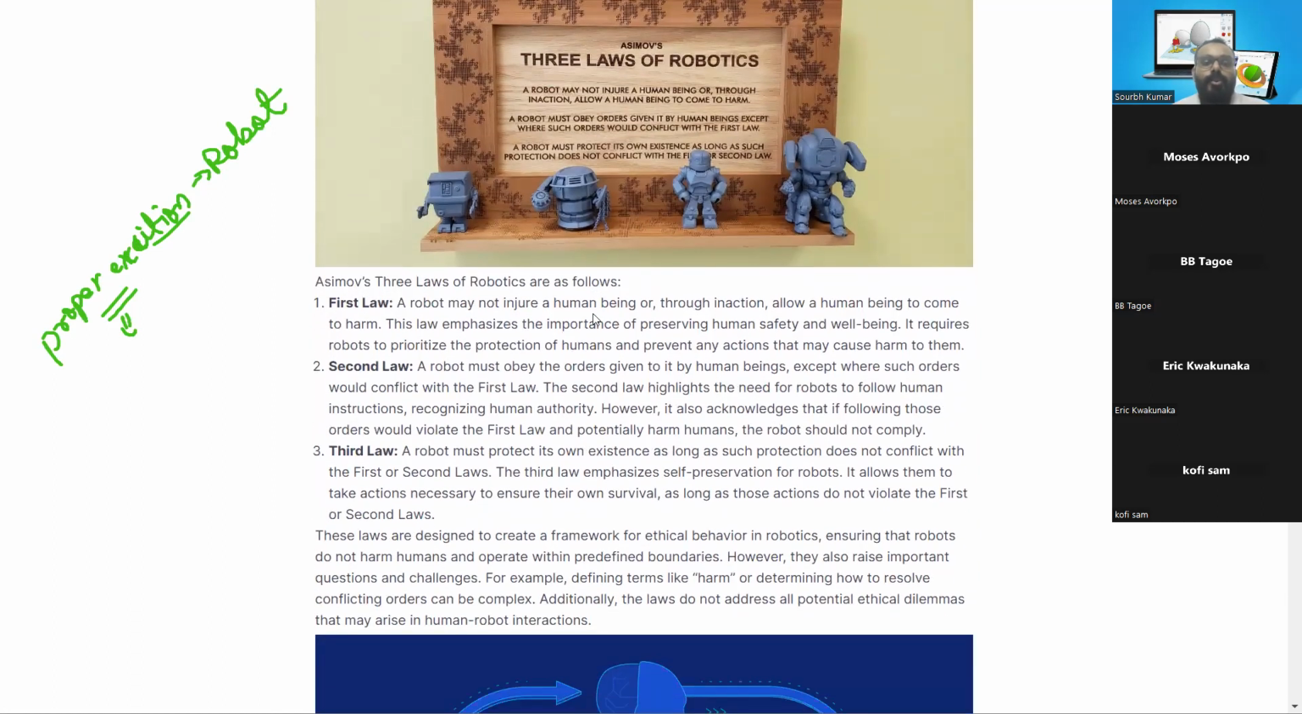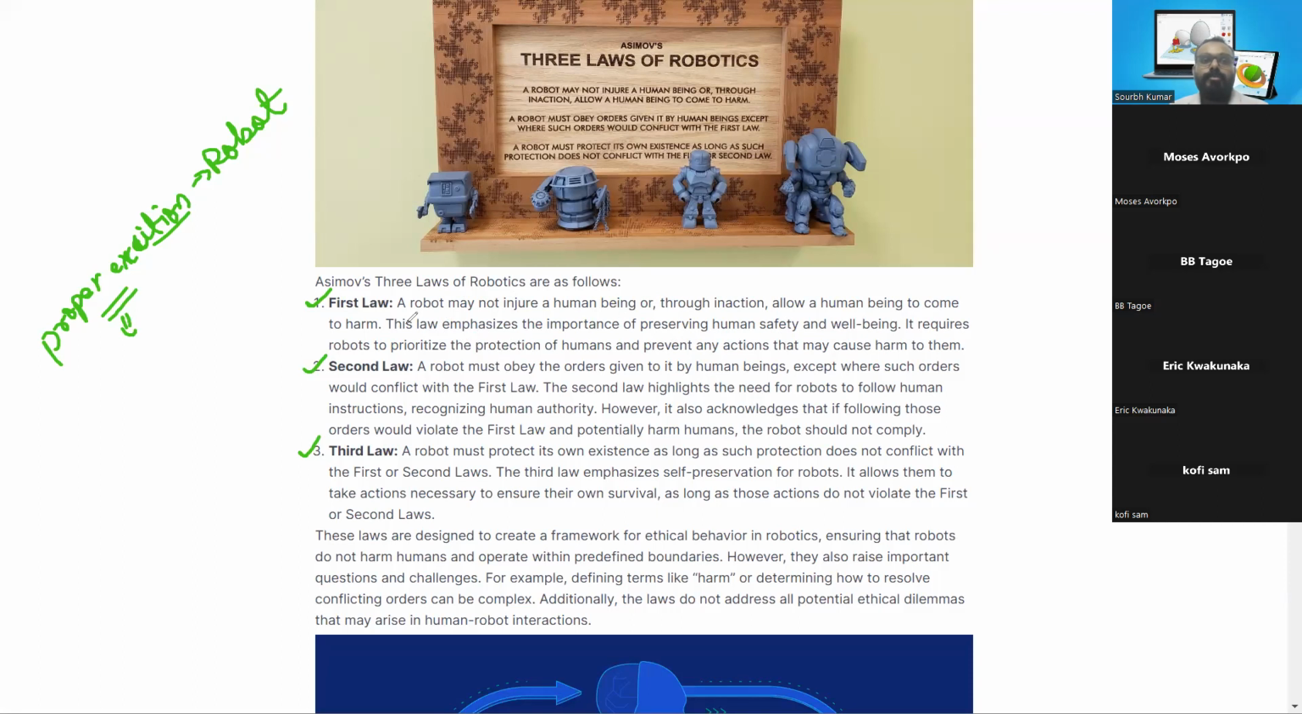So there are three laws in total in robotics. These state, let me summarize it for you. The first law states that the robot may not injure a human being or, through inaction, allow a human being to come to harm. This law emphasizes the importance of preserving human safety as well as well-being. So it requires the robot to prioritize the protection of humans and prevent any actions that may cause harm to them.